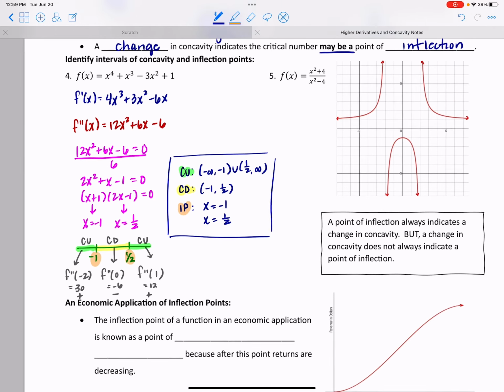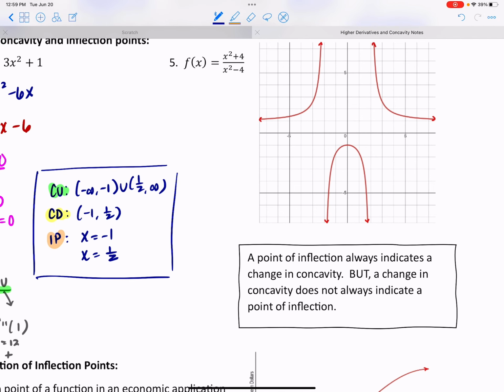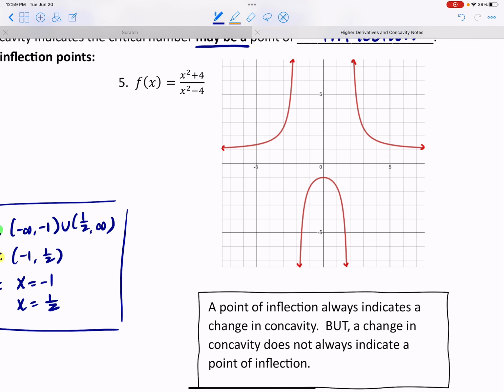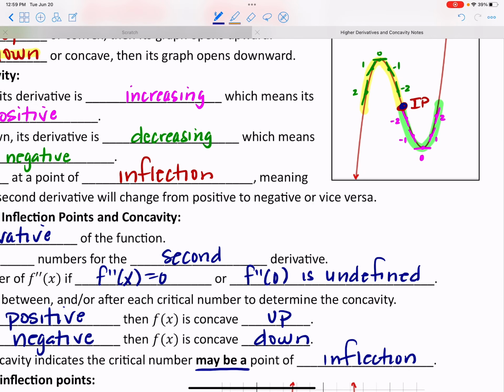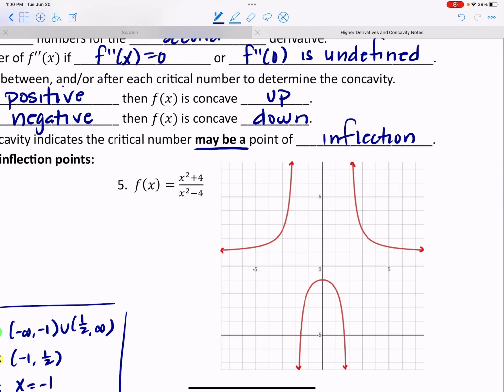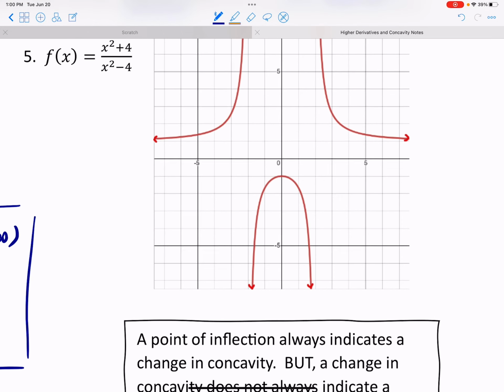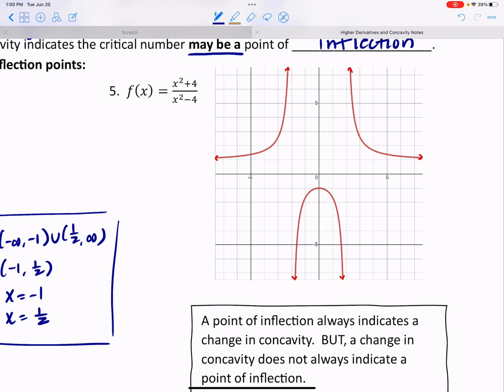Now, I mentioned this earlier, but I want to point it out with an example. A point of inflection will always indicate a change in concavity. So if we have a point of inflection, there has to be a change in that concavity. But if we have a change in concavity, it doesn't always indicate a point of inflection. For example, with this rational function, and that should make sense. These rationals never behave nicely like our polynomial functions do.